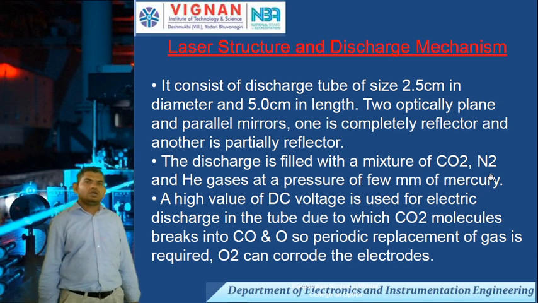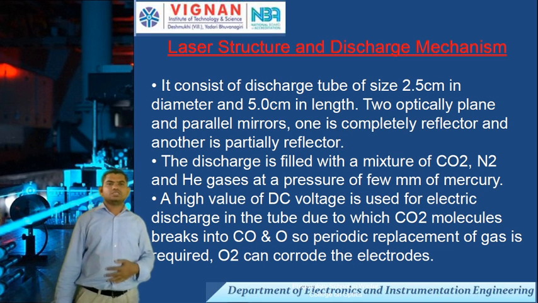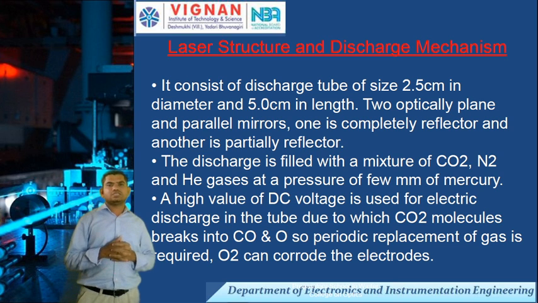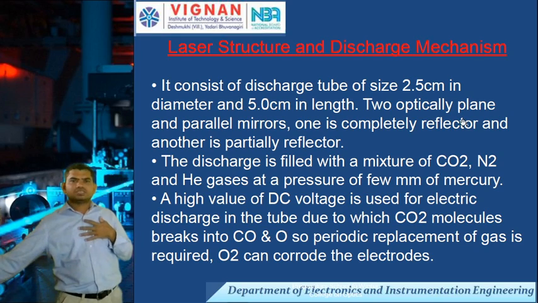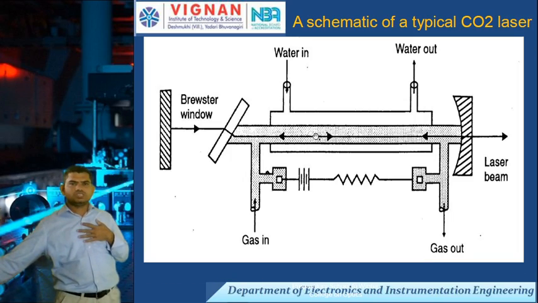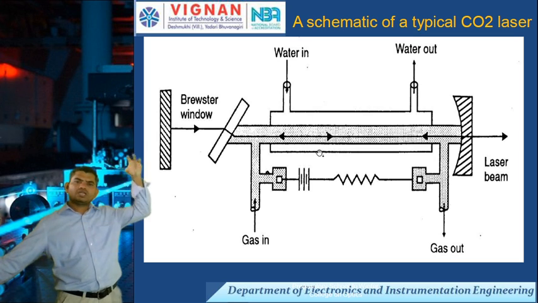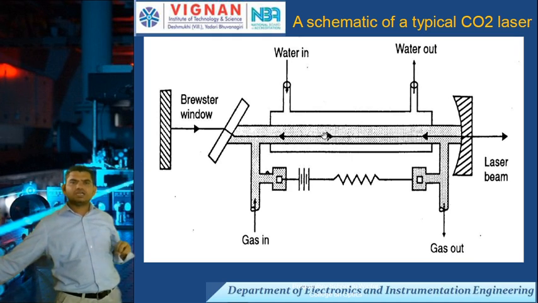Now, laser structure and discharge mechanism. This is a schematic of the carbon dioxide laser. It consists of one laser tube, a cylindrical structure, which we fill with carbon dioxide, helium, and neon. There is a gas inlet for gassing and a gas outlet for discharging the gas, and a Brewster window is placed here.